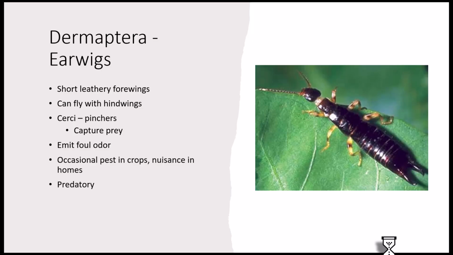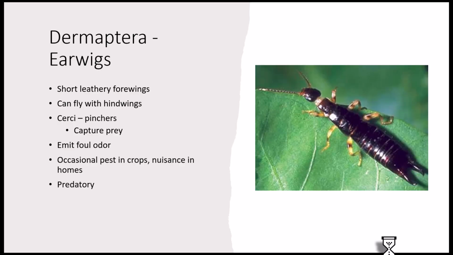It doesn't look like earwigs have wings, but they actually do. Their forewings, their front wings, are very short and very leathery. Underneath those are hind wings that they can use for flight. They'll unfold them, fly somewhere, usually to lights at night, and then they'll fold those wings, those soft wings, up underneath those really short forewings.